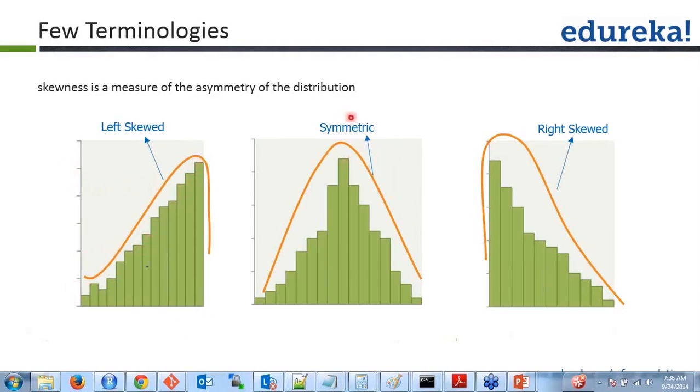Okay, so coming to an example of a symmetric distribution, suppose you are conducting a survey in India to find out how many people have water, electricity, and so on and so forth.